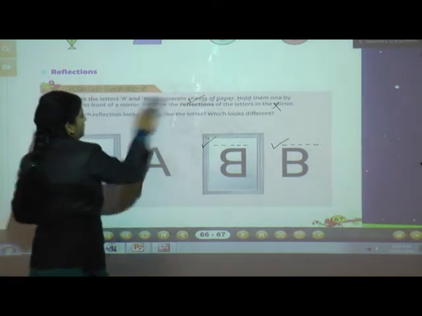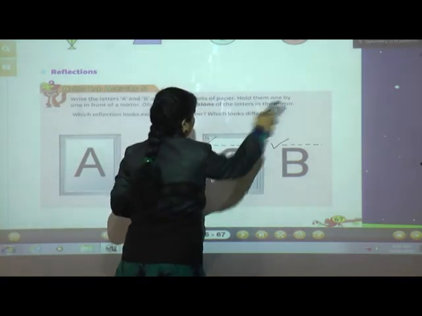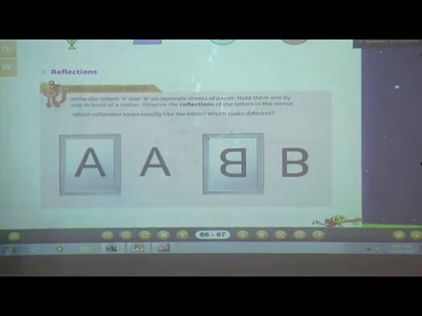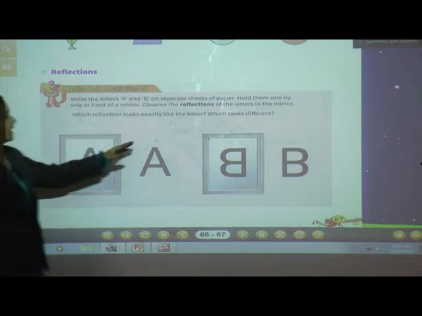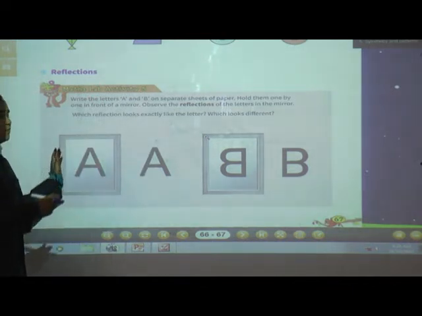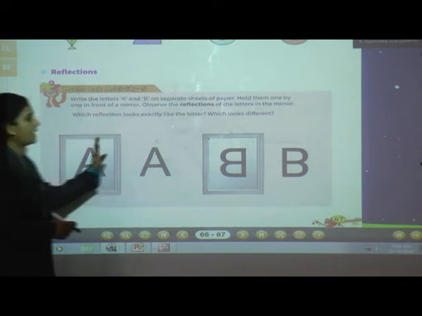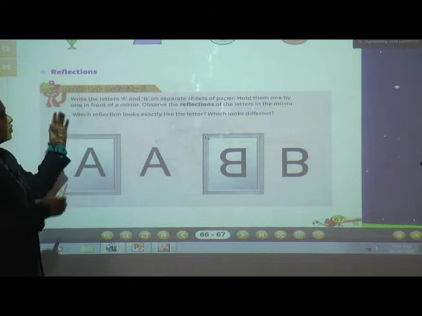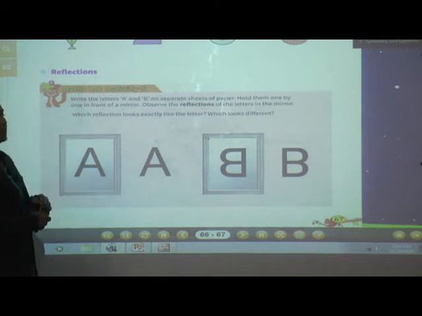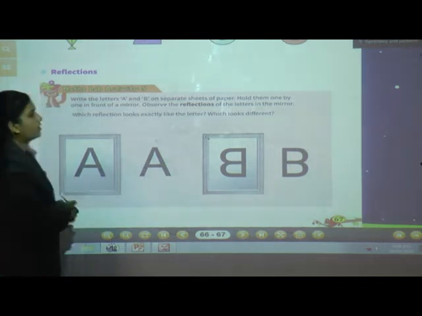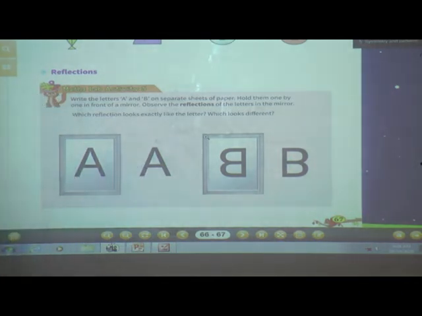See what they have given in the information. Read it carefully. Write the letters A and B on separate sheets of paper. Just take one paper and write A and B on the paper. Okay, and hold them one in front of a mirror. Just hold it in front of the mirror and observe the reflection of the letters in the mirror.